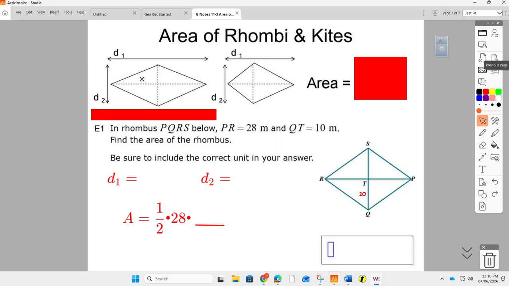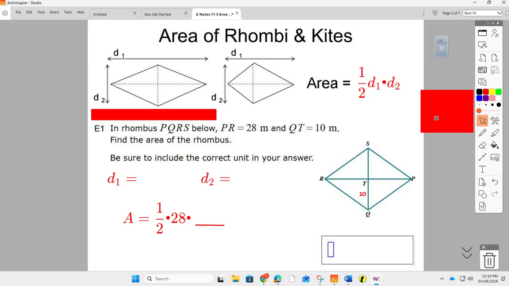So diagonal 1 is this horizontal one from this vertex to this one. Diagonal 2, vertical from here to here. Does it matter if I call the horizontal one diagonal 2? It does not. That designation, 1 or 2, is not important. So this is a rhombus. This is a kite. The formula for the area of a rhombus or a kite is 1/2 times the length of diagonal 1 times the length of diagonal 2.